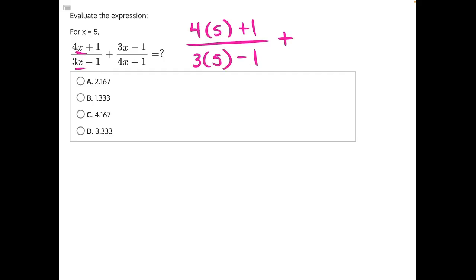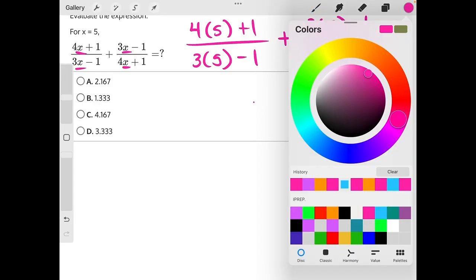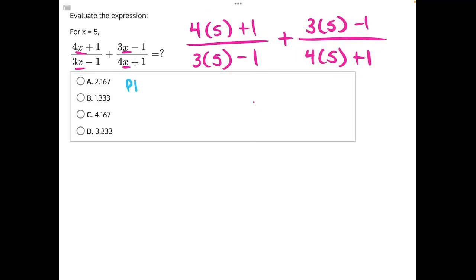That's all being added to 3 times x, which is 5, minus 1 over 4 times x, which is 5, plus 1. Now we can go through our order of operations. Let me grab a new color. And we're going to use PEMDAS. There aren't really any parentheses or exponents, so we can go on to multiplication and division.